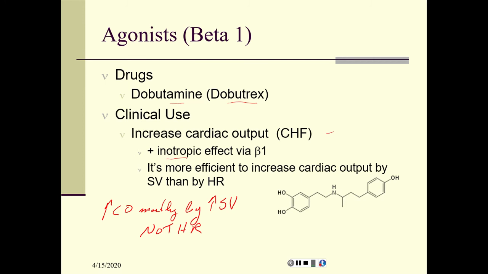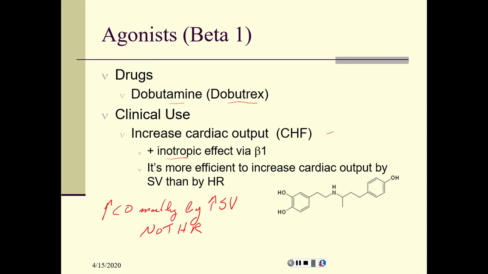The other drugs like epinephrine will also increase heart rate, and that's because epinephrine is probably acting on some beta 2 receptors on the heart and some alpha 1 receptors on the heart, which we haven't talked about yet, so don't worry about that as too much detail. But do remember this next sentence right here, that it's more efficient to increase cardiac output by increasing stroke volume than it is by increasing heart rate.